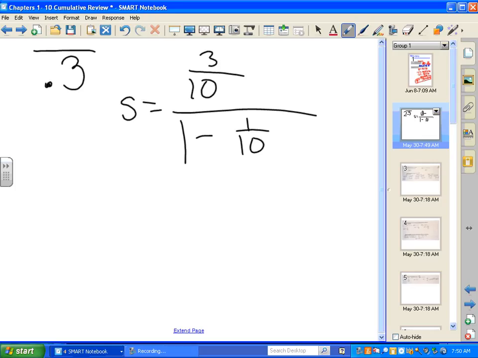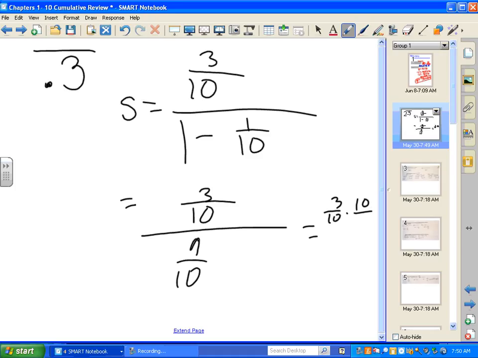Awesome. So if you ever need to take a repeating decimal and change it to a fraction, ignore the repeating sign for now. Write that number as a fraction. So 0.3 repeating is really just 3/10, ignoring the repeating sign. And then the denominator is always 1 minus 1 over whatever place this was in. So when you solve that, we get 3/10 over 9/10. You're dividing, so keep, change, flip. So we really have 3/10 times 10/9. These cancel. You end up with 3/9, which is 1/3.